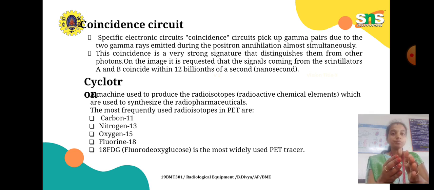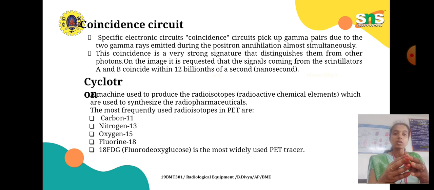On the image, it is required that the signals coming from scintillation A and B coincide within 12 billionths of a second. Twelve billionths of a second is a nanosecond. It will take a very small time, 12 nanoseconds, and then the image will be taken.